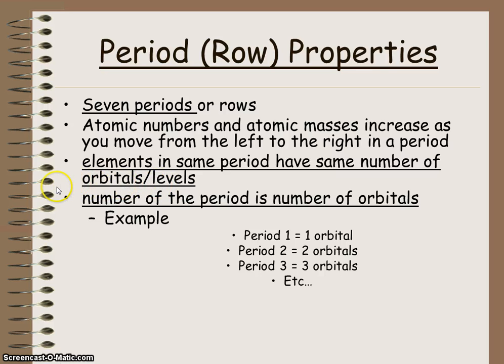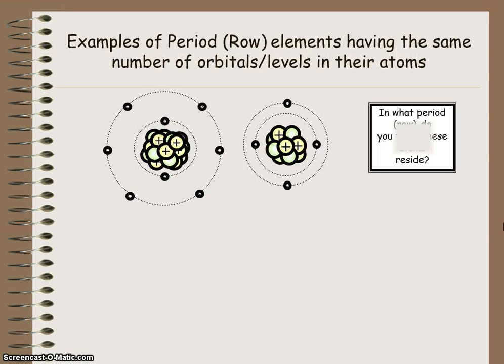The great thing about each period is that elements in that period have the same number of orbitals. They have the same number of total electron shells. That's why we arrange them like that. That's why the periodic table is set up the way it is. Right? Because each period, same number of orbitals. So if you're in period 1, you have 1 orbital. If you're in period 2, 2 orbitals. Period 3, 3 orbitals. I think you get the picture.